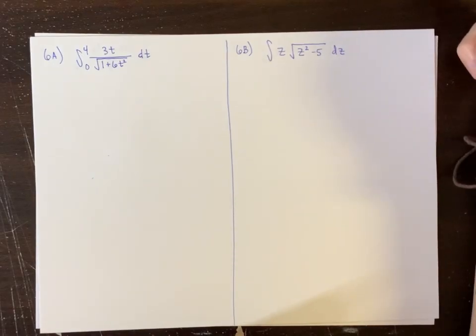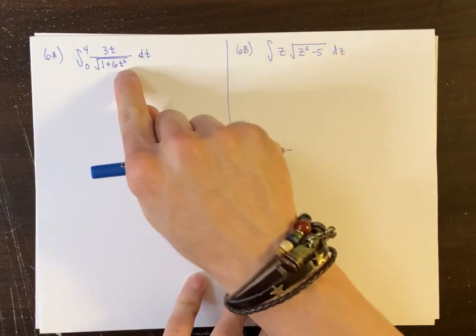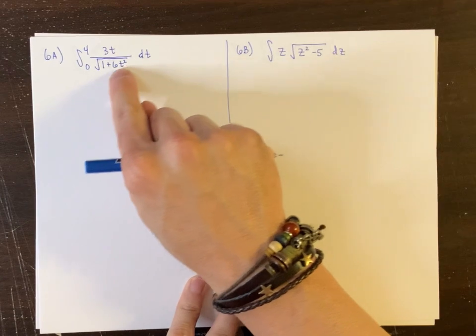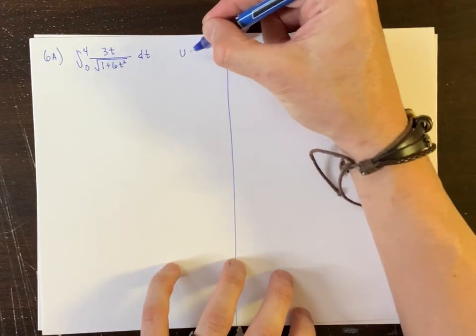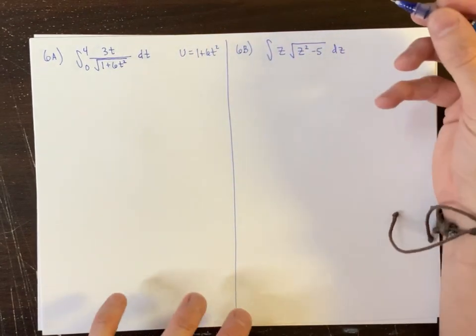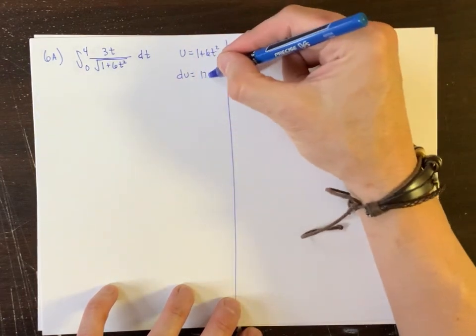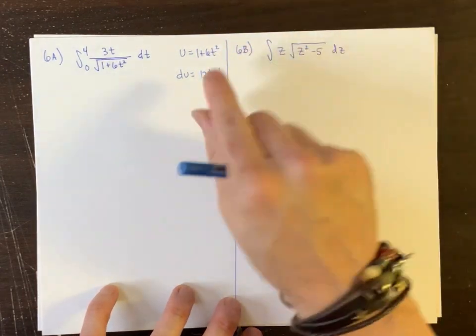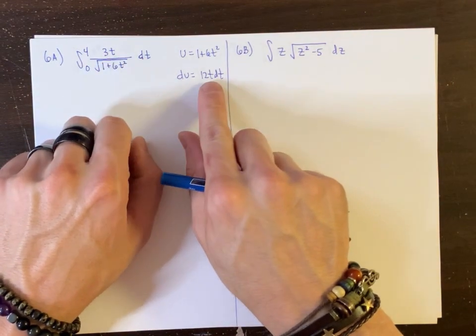And let's see here, this is definitely a u substitution, because I recognize that the derivative of this can be made to look like that. So here, I'm gonna let u equal 1 plus 6t squared. Now my du, the derivative of this would be 12t dt. So the dt matches there, but that says 3t and this says 12t.